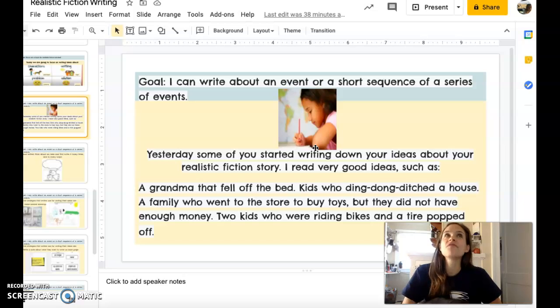I read very good ideas, such as a grandma that fell off the bed, kids who ding-dong ditched a house and got in trouble, a family who went to the store to buy toys, but they didn't have enough money, 2 kids who were riding bikes and one of them had a tire pop off of their bike. Those are some realistic ideas that you came up with.